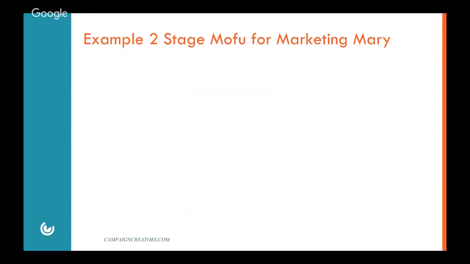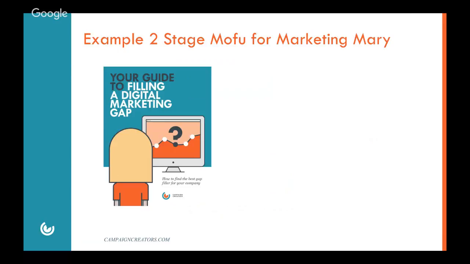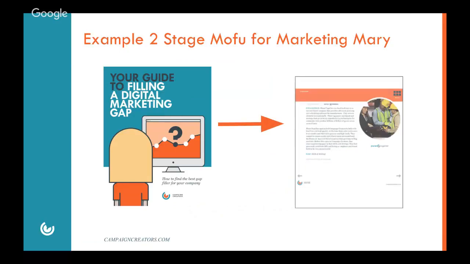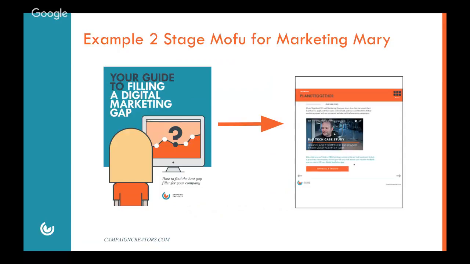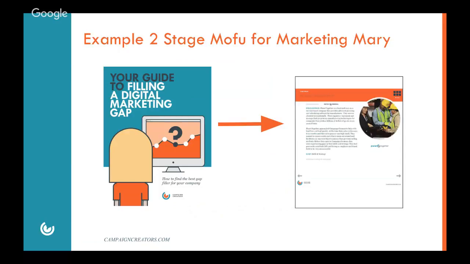For example, we split our consideration stage for Marketing Mary into 2 Mofus. In Mofu 1, called Your Guide to Filling a Marketing Gap, we outlined 5 different gap-filling options, only one of which was ours, hiring a marketing agency. This was followed, if they were interested in a marketing agency, by Mofu 2, Filling Marketing Gaps, It's What We Do, which introduced campaign creators for the first time and featured 6 client case studies.